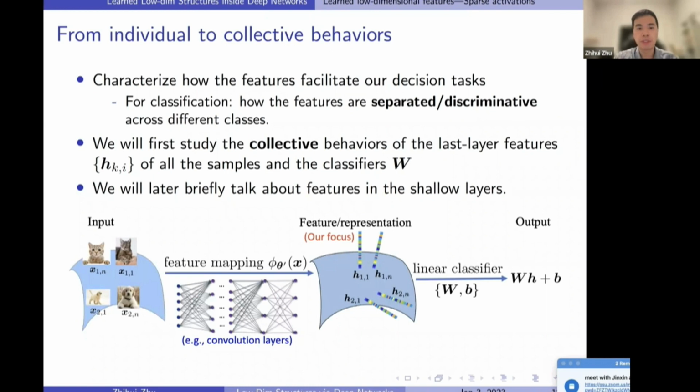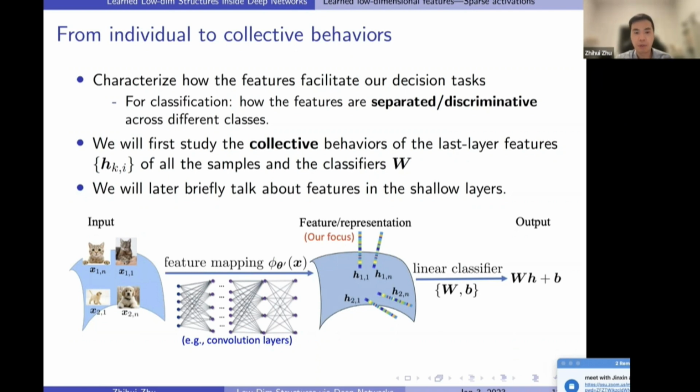So in that sense, we will study the collective behaviors of the last layer features of all the samples and classifiers. We will first focus on the features in the last layer, and then near the end of the talk, we will briefly talk about the features in the shallow layers.